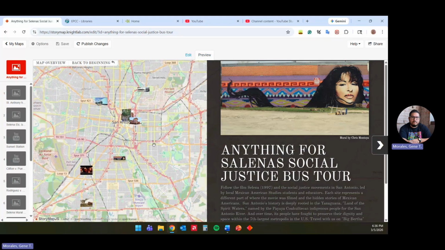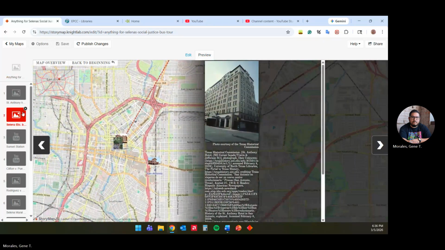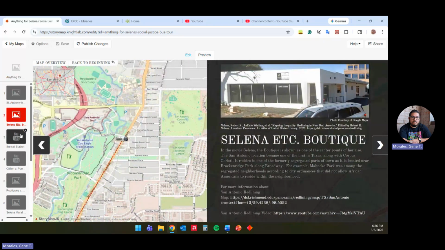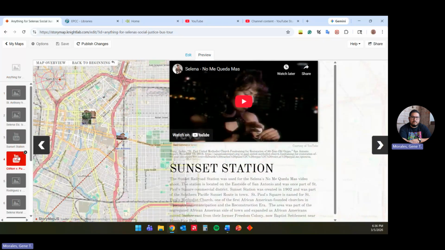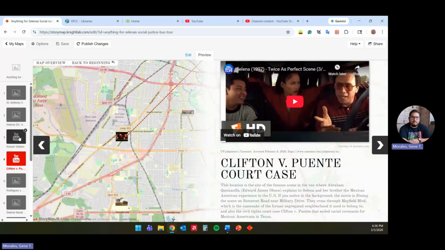As long as you have the address or the location of it, it would go from there. So in the past tutorials, we did St. Anthony's Hotel. We have done the Selena ETC Boutique on the north side. We have done Sunset Station. And then today we're going to do Clifton versus Puente.